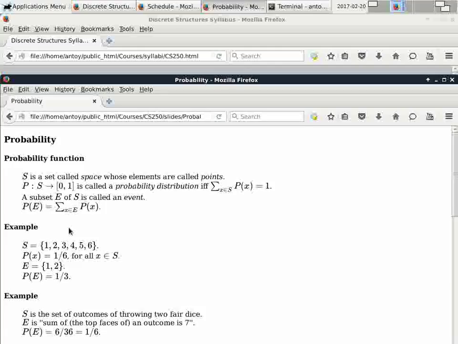So, how many are they? 6 out of 36, right? And so the probability is 6 out of 36, which is 1/6, if you simplify. So far so good? All right.